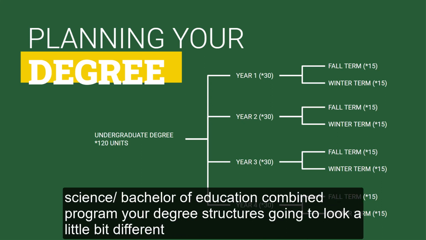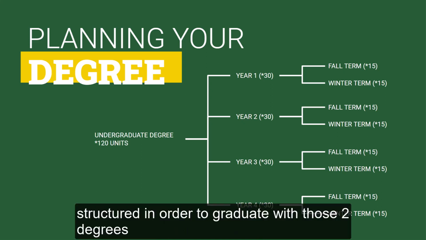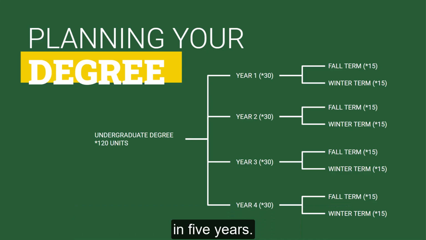If you're in the Bachelor of Science, Bachelor of Education combined program, your degree structure is going to look a little bit different than this because it is 150 units across 5 years. That program is quite highly structured in order to graduate with those 2 degrees in 5 years.